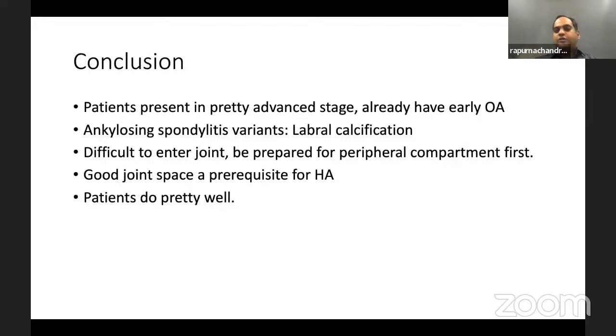We have to be prepared to enter the peripheral compartment first, which is a very important and good technique to have. However, good joint space is a prerequisite for hip arthroscopy, and if we follow the basic steps, what I have seen in my small amount of practice is that patients do pretty well.